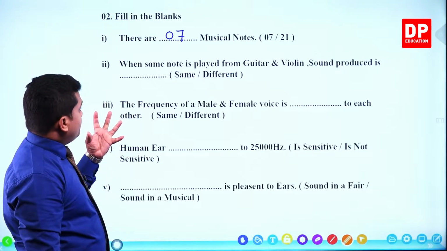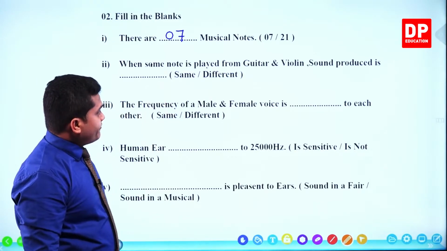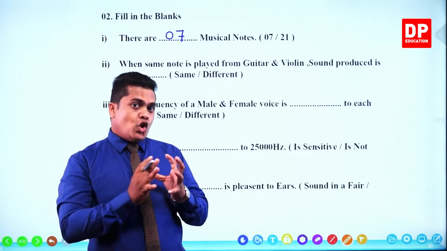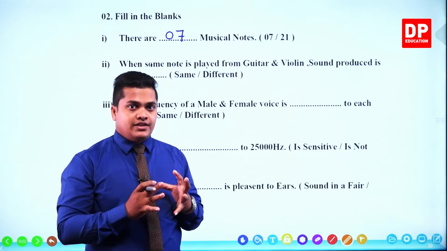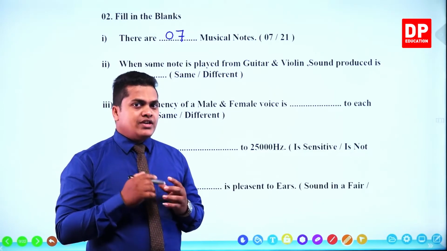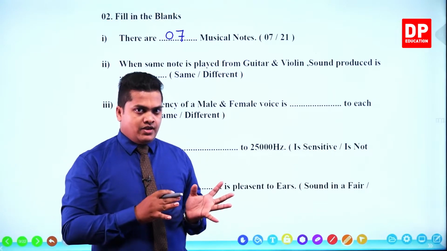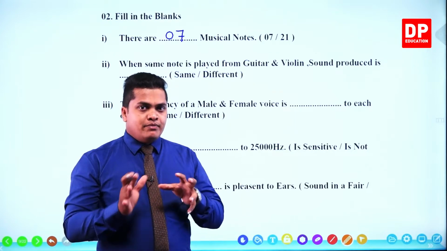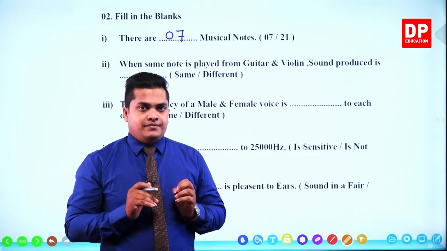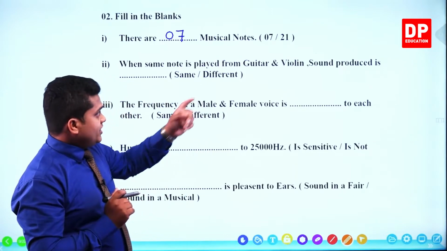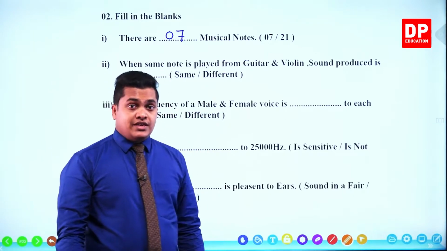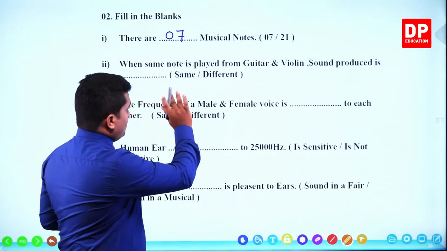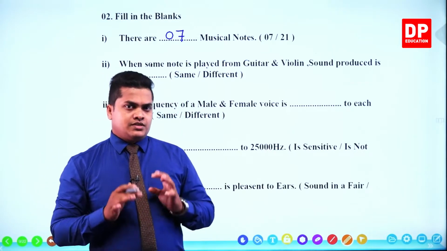Next one. When the same note is played from a guitar and a violin, we'll assume that we'll be playing the same music from a guitar and a violin. The question being asked is, the sound which is being produced in this instance, same or different?